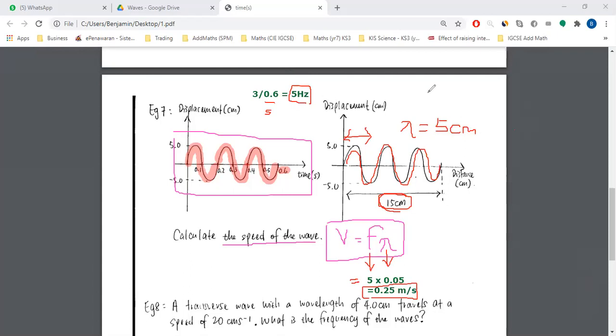Okay, you can take a screenshot and then I erase this one. I go to the next question.